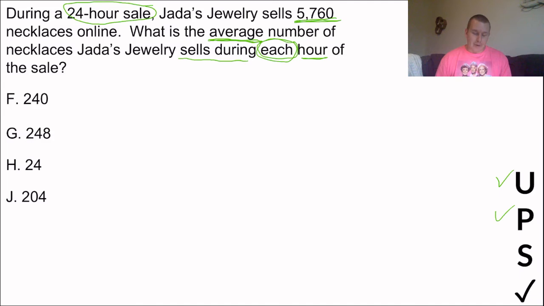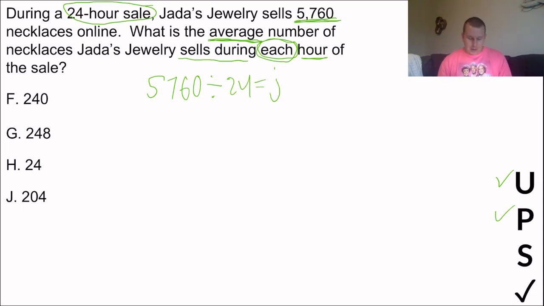So I see the word average and I see the word each. If we look at our keywords in our journal, we know average is telling us we're going to be using division along with each, okay? Also for me, if they sold 5,760 necklaces, that's a whole lot of necklaces in 24 hours. I think in 1 hour, it's probably going to be a little less. So we're going to use division. So we're going to go 5,760 divided by 24 equals J for jewelry, okay?